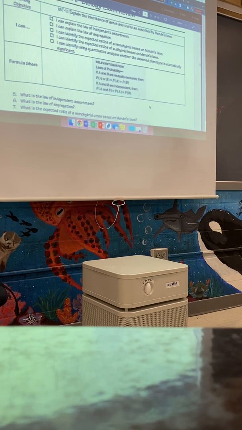An example of a polyhybrid cross. A what hybrid cross? Oh, yeah. Sorry, poly is the word you said. Sure. Okay.